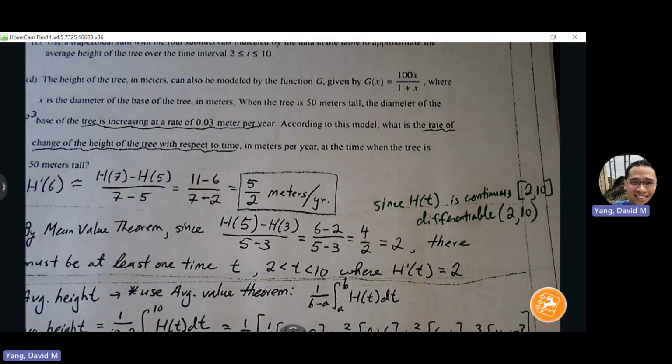The slope between 3 and 5 is 2. So I know there must be at least one time between 2 and 10 where the rate of change of the tree is exactly 2 meters per year.